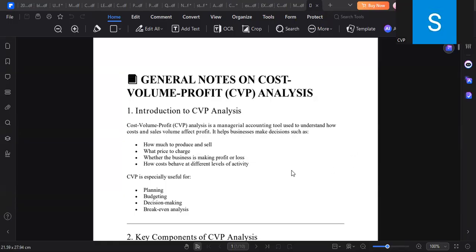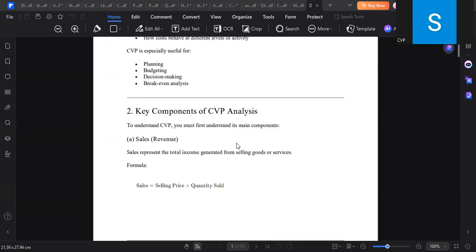So managerial economics is interdisciplinary. So you find this in managerial economics, you find this in cost accounting, you find this in management accounting, and also financial accounting. So this is important. So now, what are some of the key components of the CVP analysis?